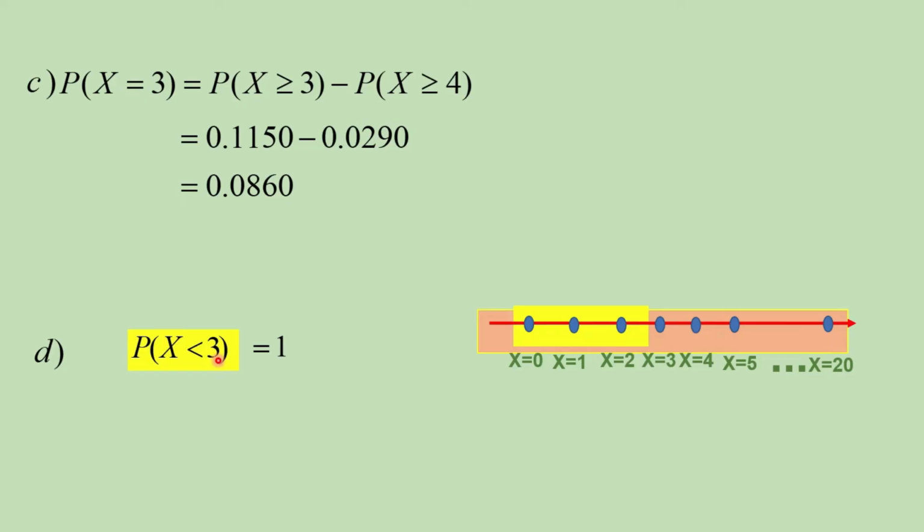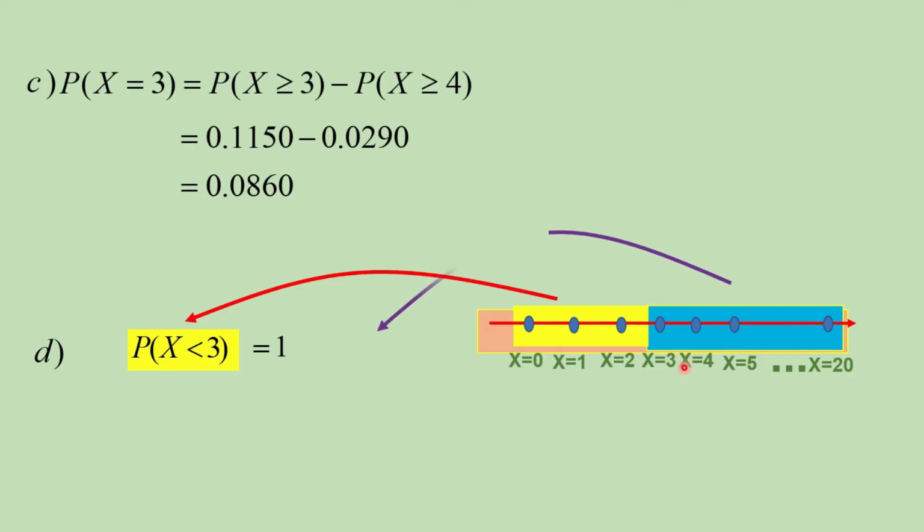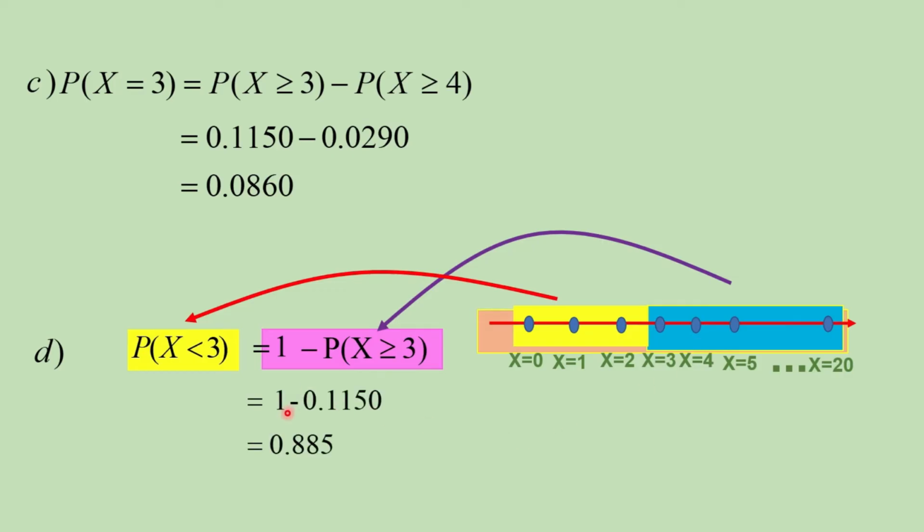So to get the value, you need to minus the probability x more than or equal to 3, that is the blue rectangle here. So the formula is: probability of less than 3 is equal to the total of all the probability, which is 1, minus probability x more than or equal to 3, that is the blue rectangle here. So by using the table, you will have 1 minus 0.1150, that is 0.885.